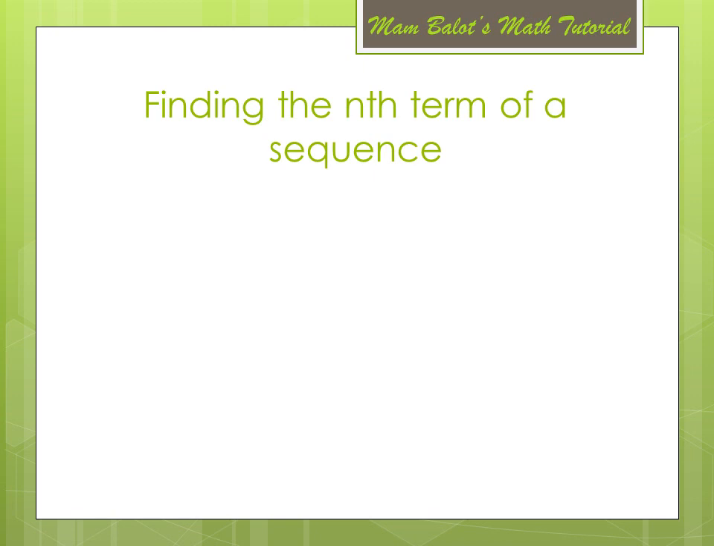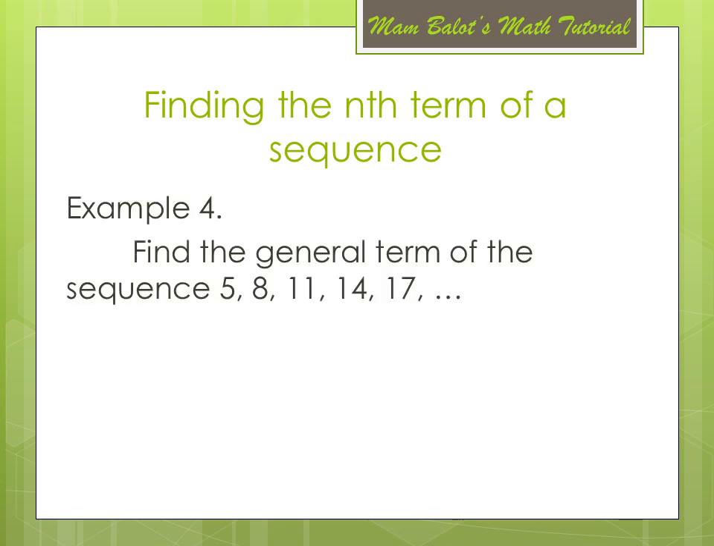How about if you are asked to find the nth term of a sequence given its terms? So we'll have now a vice versa process. So we have example 4. Find the general term of the sequence 5, 8, 11, 14, 17, and so on. So from these terms, we can have this table from our finite sequence, representing the different a sub n's.